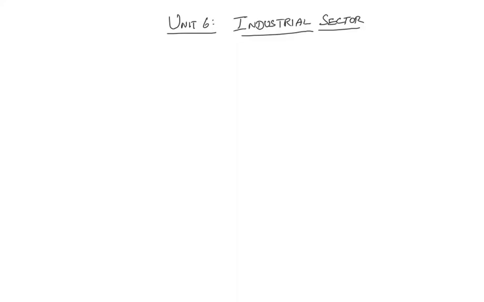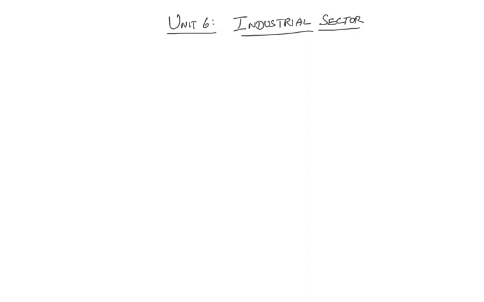So in this class, we'll move on to the next unit, that is the industrial sector. Basically there are three sectors, isn't it? Primary sector, that is concerned with agriculture. The secondary sector, which is concerned with the industrial sector. And the third one is the service sector or the tertiary sector. So we have finished the agricultural sector. Now we will move on to the next sector, that is the industrial sector.